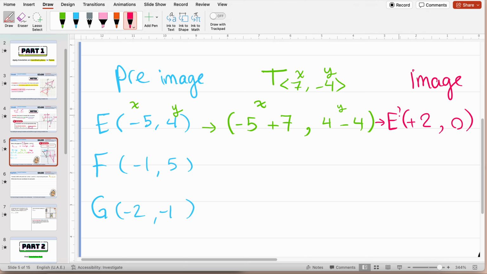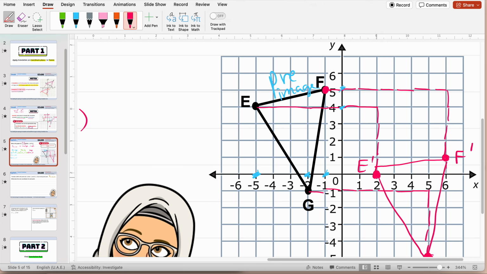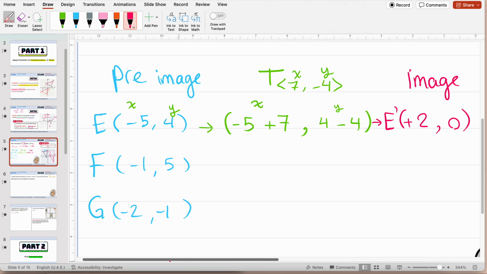Let's check. Did I get E prime at 2, 0? E prime was at 2x, 0y. So, yep, it's correct. Let's do the same idea for the rest. It's very easy. Yalla, we're going to check at the end.